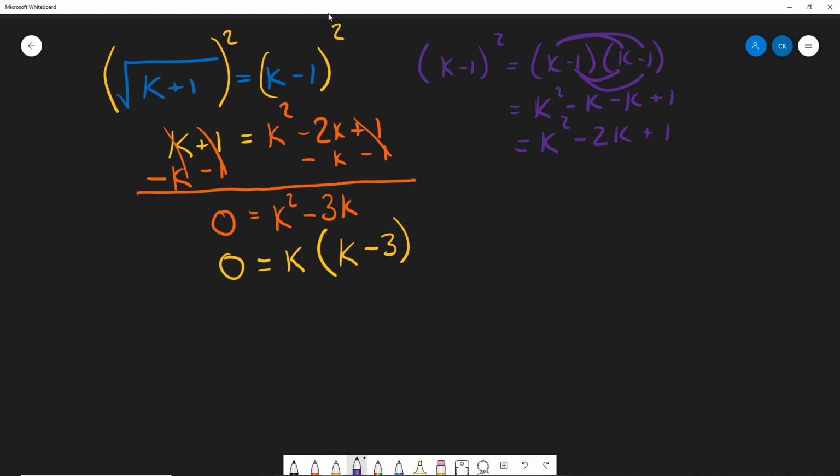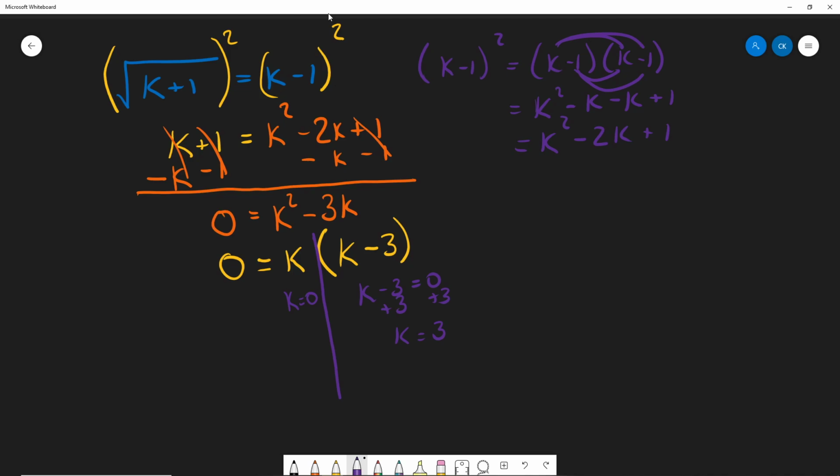And then for my last step, once I factor it, then I take each of my factors, set them both equal to 0, and solve both of them. This one's lucky enough, I don't have to solve anything here. Here I have to add 3 to both sides. So I end up getting k equals 3 and k equals 0.